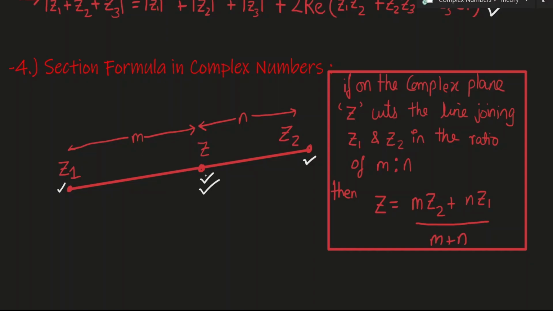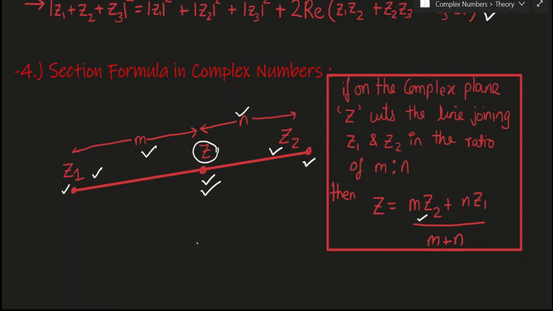To find the coordinates of z in terms of z1 and z2, there is a formula for it: z is equal to m times z2 plus n times z1 upon m plus n, where m and n are the ratio in which it is being divided. So at this point, you are well equipped to tackle the problems that I'm going to be discussing today. So let us move on to the problems.